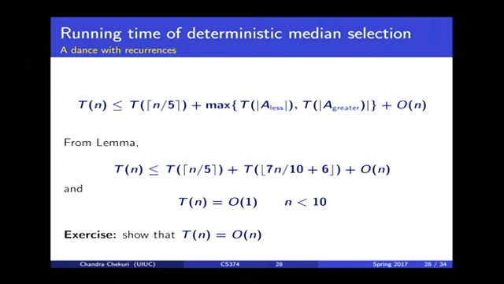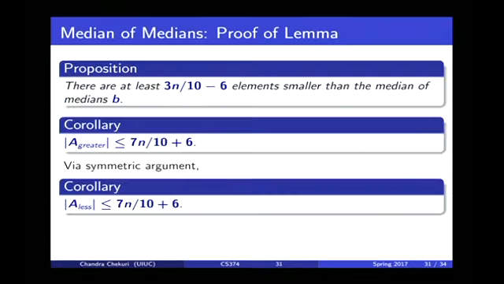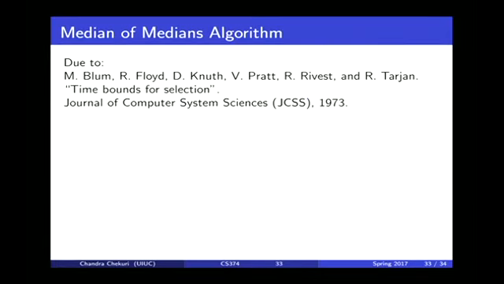We need to know recurrences to develop this algorithm. And just to tell you why this is not obvious, do you know who these guys are? This paper was written by Manuel Blum, Bob Floyd, Donald Knuth, Vaughan Pratt, Ron Rivest, and Robert Tarjan. All of them except Pratt are Turing Award winners. They're the best, the Nobel Prize in computer science. So this simple problem was solved by these amazing people.